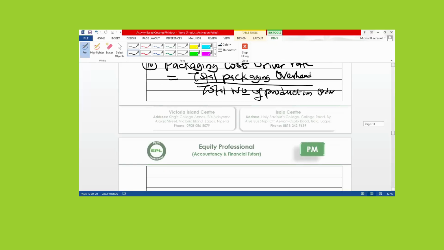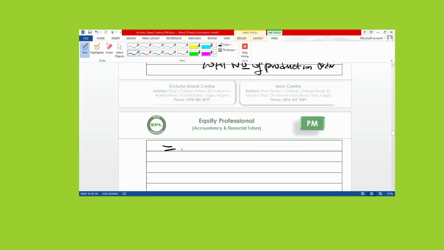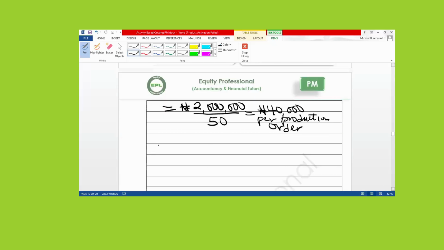2 million naira divided by 50. 40,000 naira per production order. Correct. Now go and allocate, go and apportion the 2 million to the 3 products.